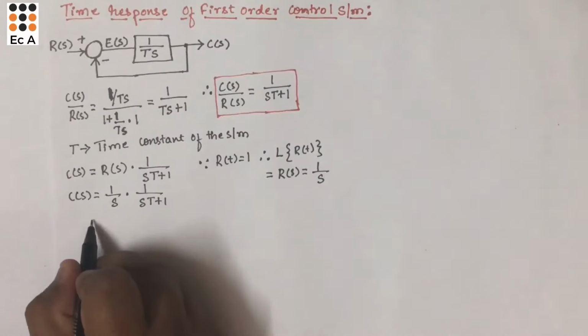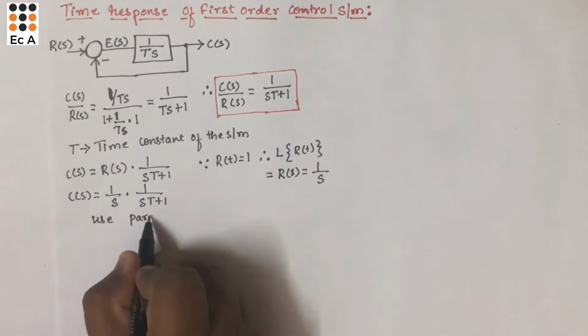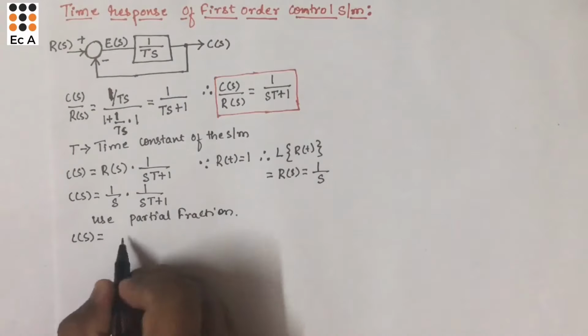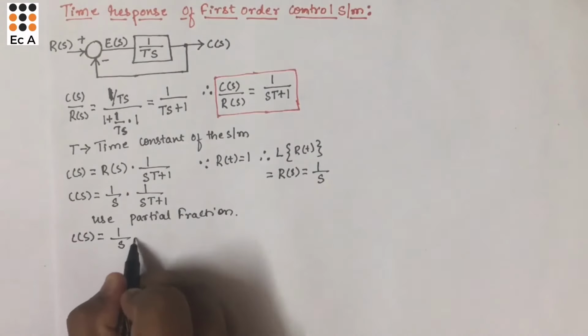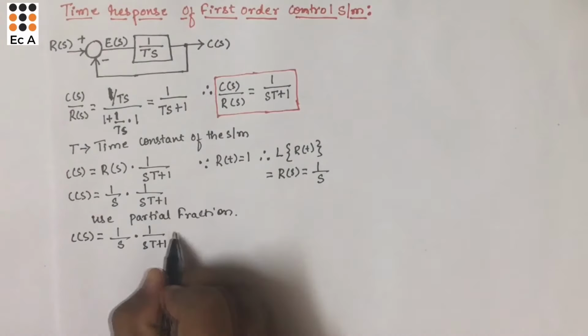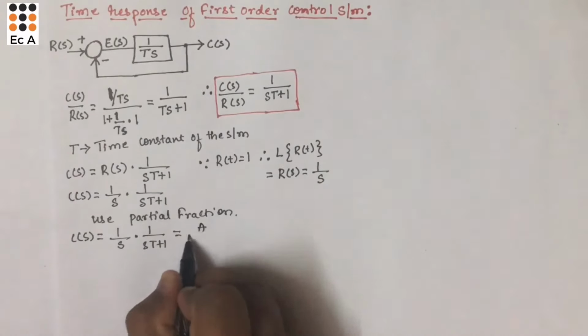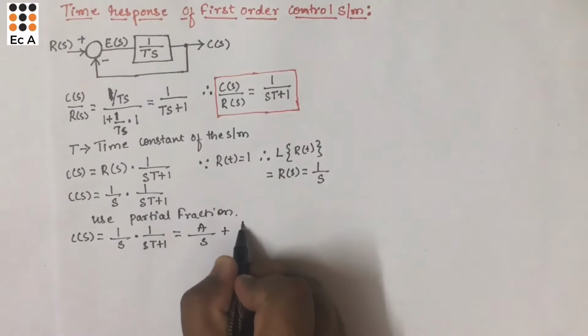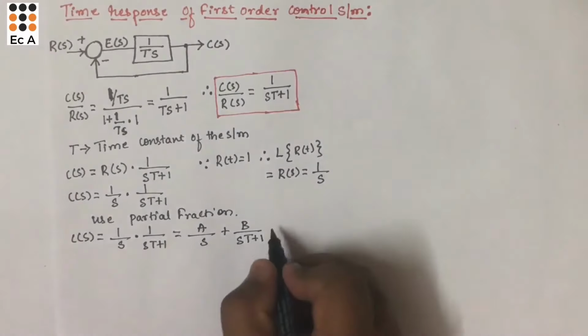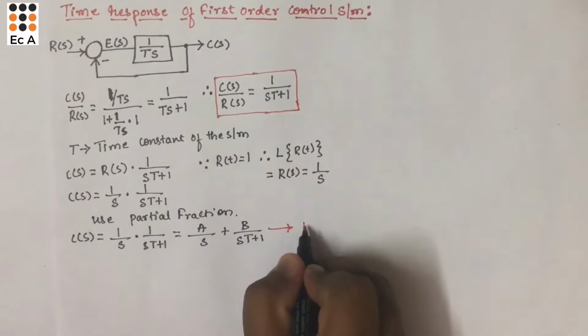Now let us use partial fractions. So we can write C(s) = 1/s into 1/(Ts + 1), which will be equal to A/s + B/(Ts + 1). Let us take this as equation number 1.